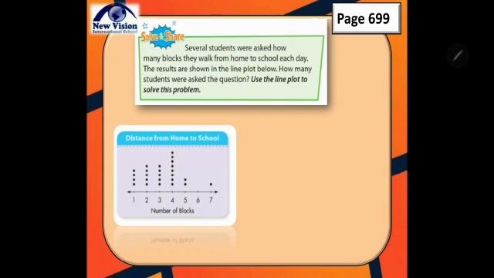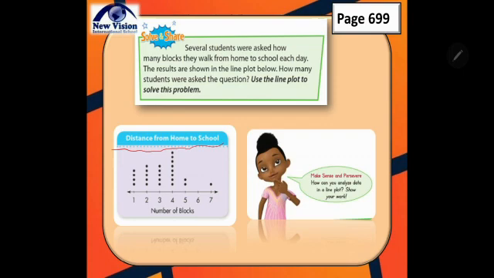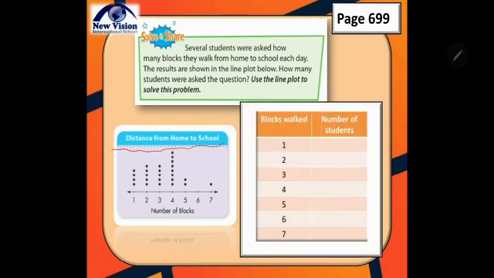So the title of our line plot is Distance from Home to School. Make sense and persevere. How can you analyze data in a line plot? Show your work. So let us make a table with two columns. Blocks walk is 1 to 7, and we will now count the number of students. So here in our line plot, the dots represent 1 student. Okay, let's start counting.